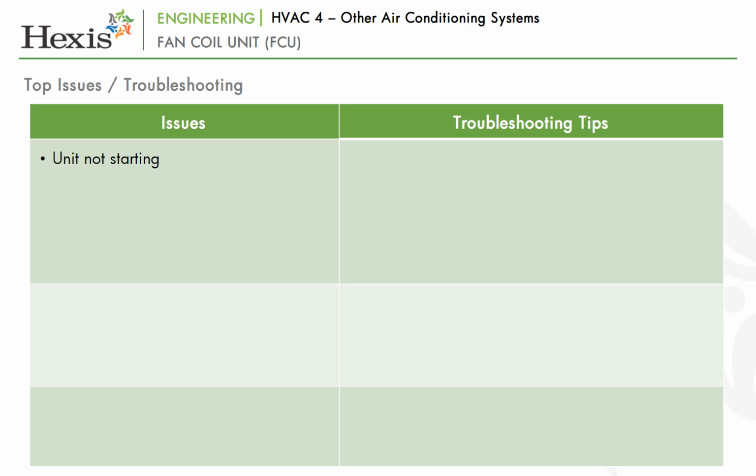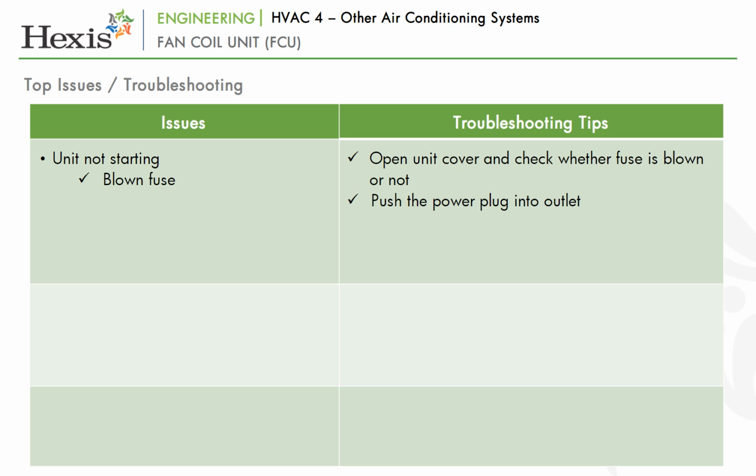Unit not starting. Turn the unit off if it fails to come on when you activate the switch. Open the unit cover and check the fuse. Pull it out and hold it against a white or lit background to make sure it is not blown. Replace it if it is blown.